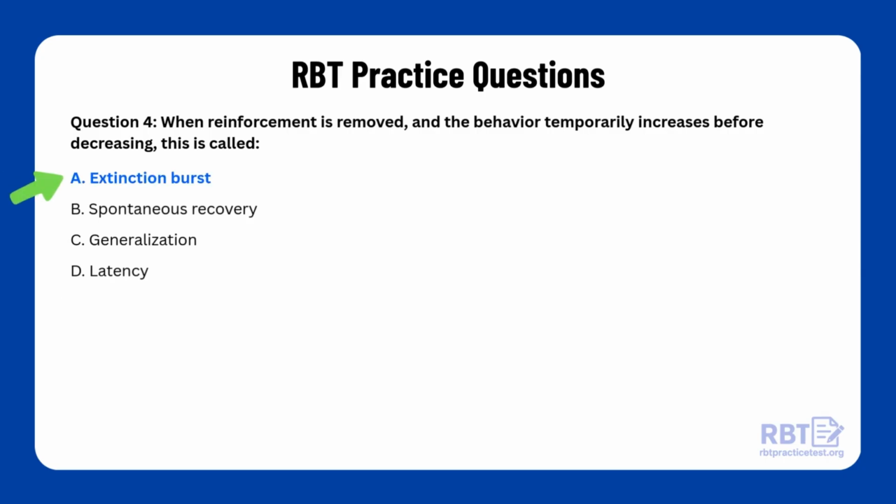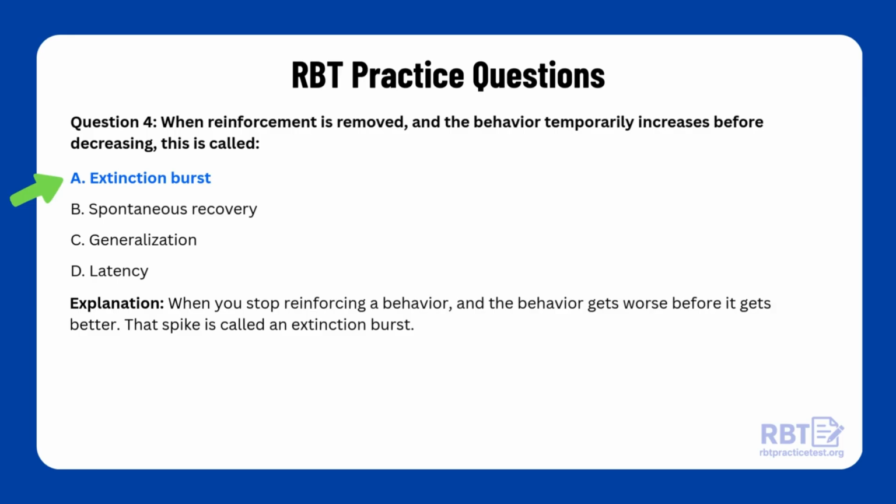Here's what happens. You stop reinforcing a behavior, and the behavior gets worse before it gets better. That spike is called an extinction burst.